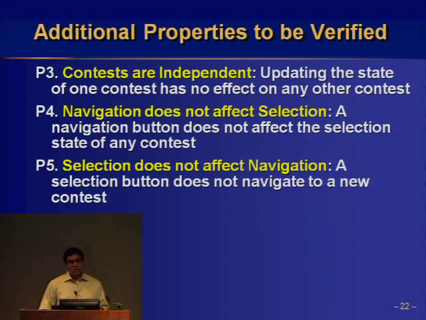And this actually goes back to the little video that I played for you, where the selection in the contest for president was seemingly impacting the state of the contest for Senate. And this is the kind of thing that we want to avoid. Similarly, you might want to prove that the navigation buttons don't affect the selection state, so pressing next or previous should not change your selections, and also that the selection button should not affect navigation. So if you select a particular candidate, the machine shouldn't suddenly jump to a completely different screen.